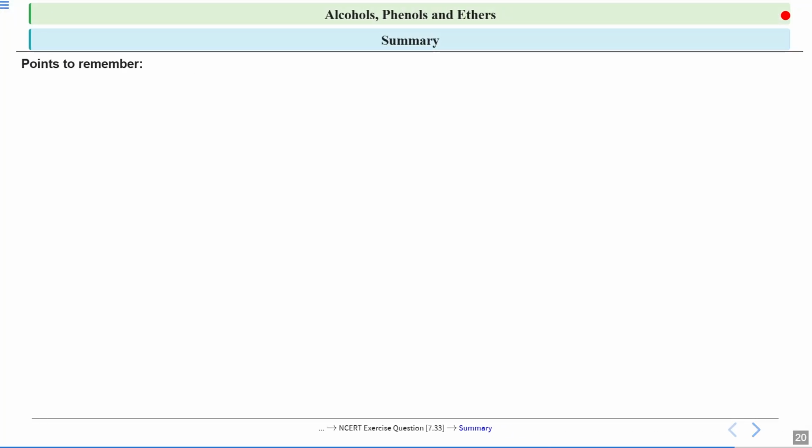So now let us summarize whatever we studied. We studied the order of boiling points: alcohols and phenols have the highest boiling point, then ethers, and then hydrocarbons. Because alcohols and phenols have strong intermolecular hydrogen bonding. The stronger the bonding, the more heat you have to give for the molecules to separate. So the boiling point will be higher.